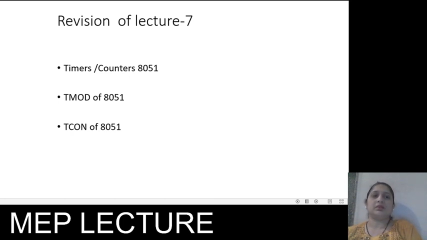Then we learned the TCON register of 8051. What is TCON? Timer control register, which will control the timers. It will start the timer, and it will monitor the timers, whether they overflow or not.